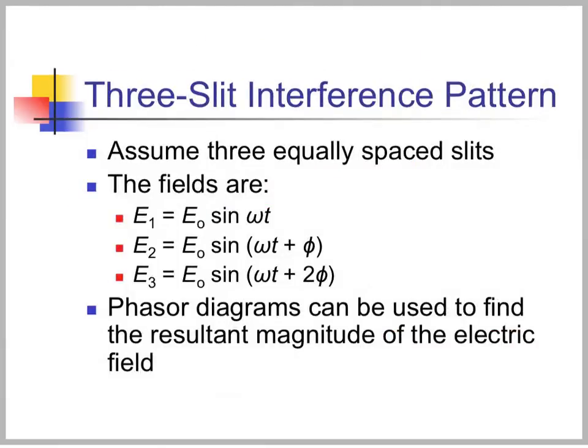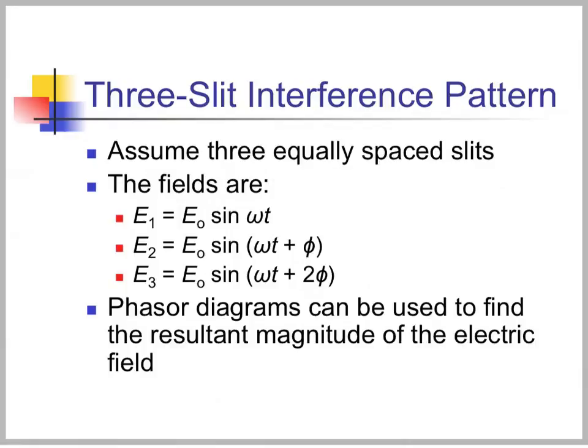So for a 3-slit interference pattern, we'll assume 3 equally spaced slits. The fields are: E1 is E naught sine omega t, E2 is E naught sine omega t plus phi, E3 is E naught sine omega t plus 2 phi.